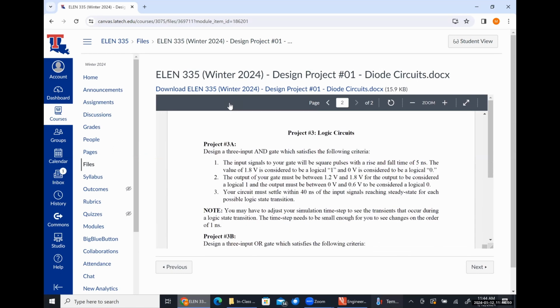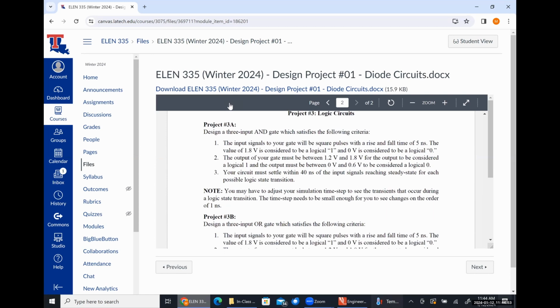Project 3 is logic circuits. So either a 3 input AND or a 3 input OR, where your input signals are 1.8 volts for a logical 1, 0 volts for a logical 0, with a rise and fall time of 5 nanoseconds. For the output to be considered 1, it needs to be in the upper third of that range. For the output to be considered 0, it needs to be in the lower third of that range, which means you're going to have to choose diodes that have small on voltages so that you can meet those criteria.